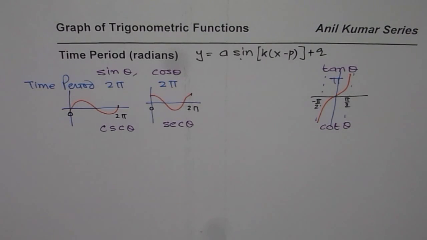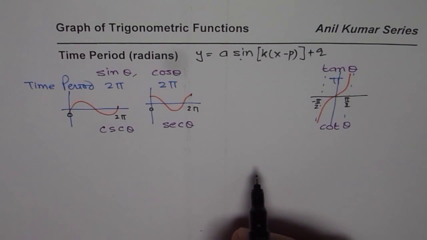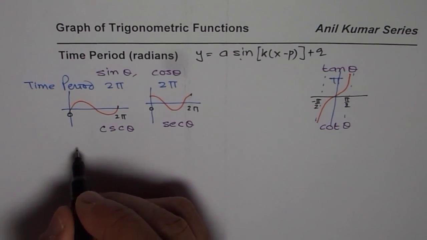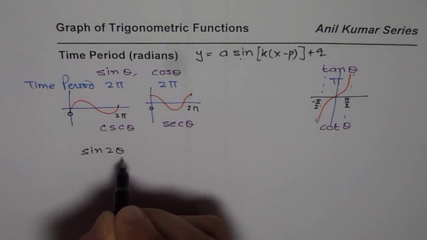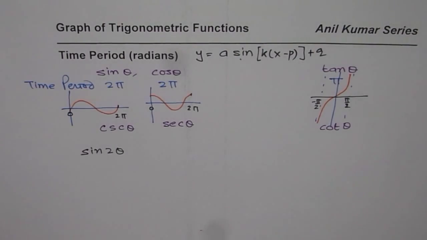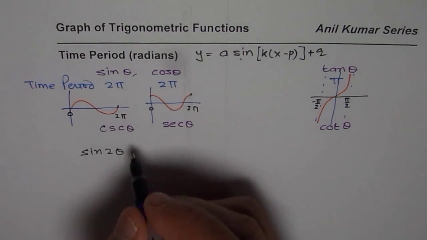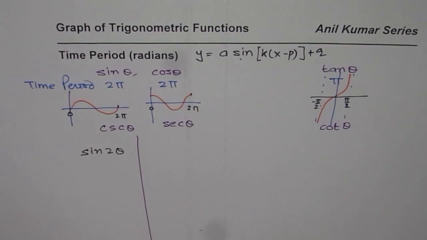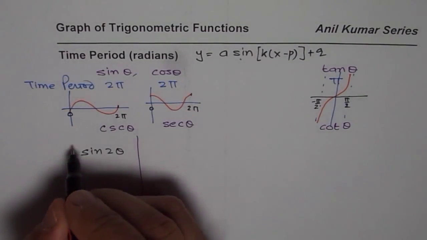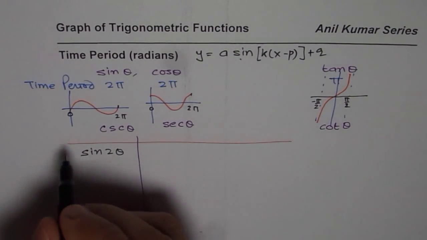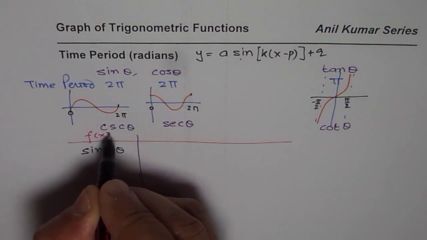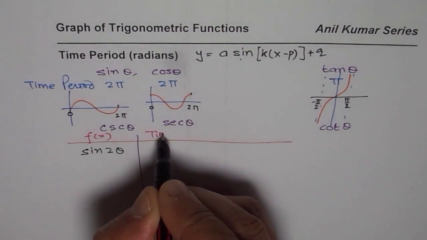Now what I will do is give you a few more equations. You need to write the time period for those equations. Let us say we have sine of 2 theta. Then what is the time period for this? Let me make two columns here. Let me use a different ink. What you need to do is write down, these are my functions. Let us say this is f of x. Now here you need to write the time period.